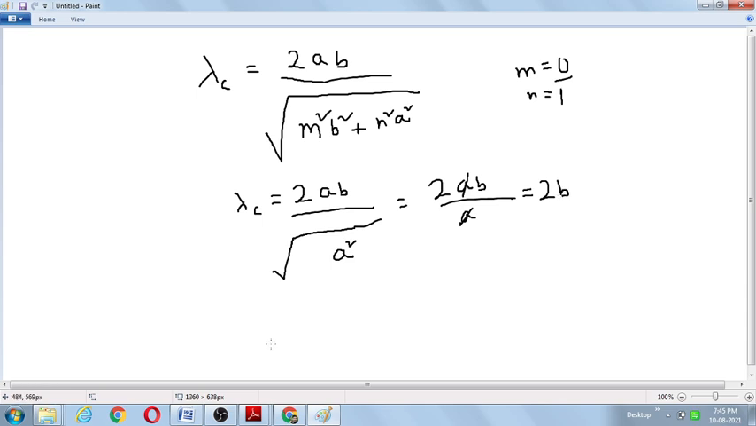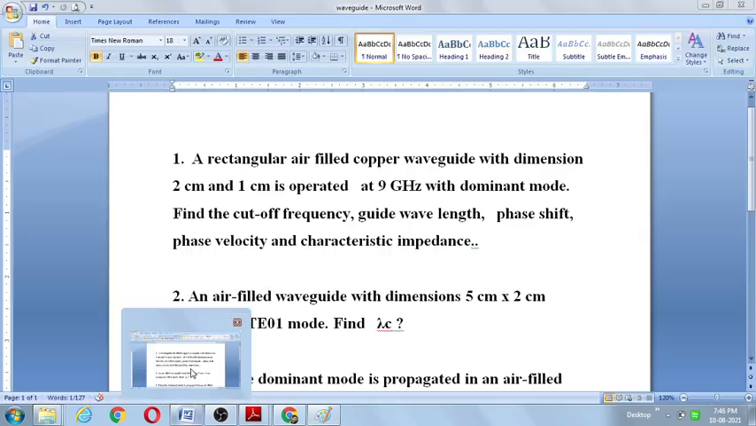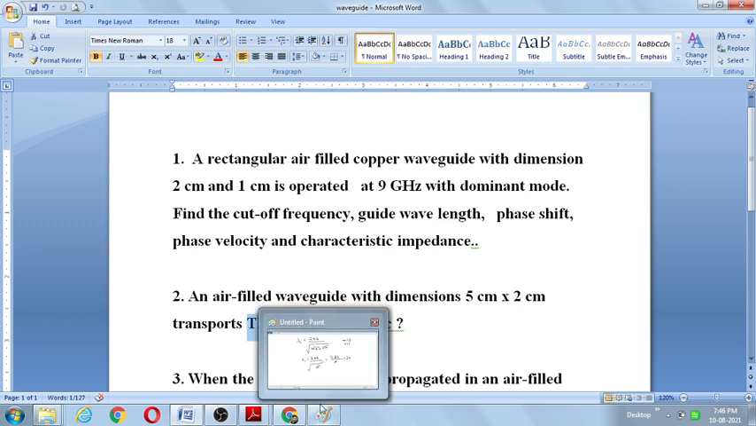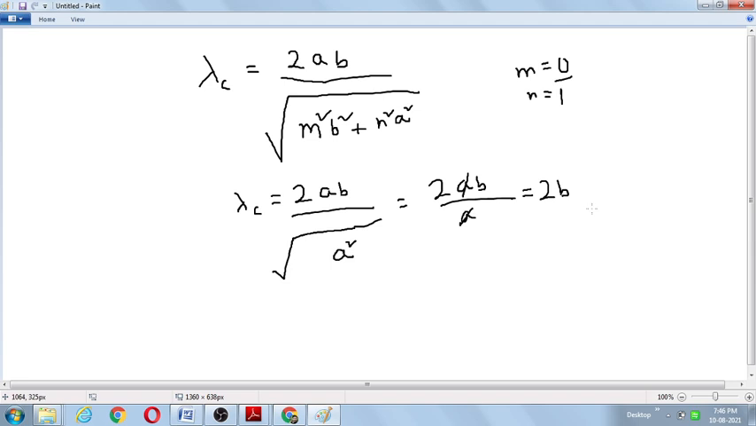In the given problem, waveguide dimensions are 5 centimeters by 2 centimeters. Here small b is equal to 2 centimeters. So obviously it is easy to calculate lambda c. So lambda c is equal to 2b. So 2 into 2 centimeters, that is equal to 4 centimeters.